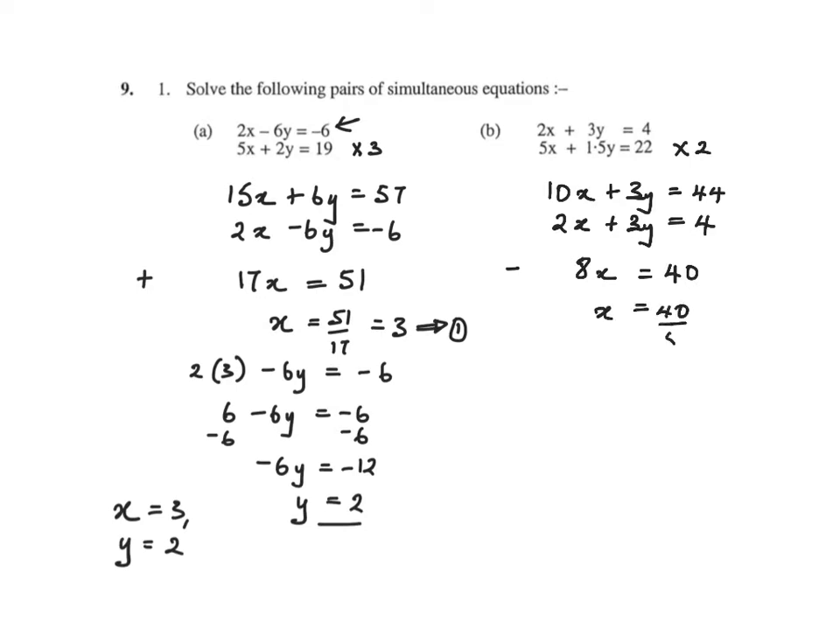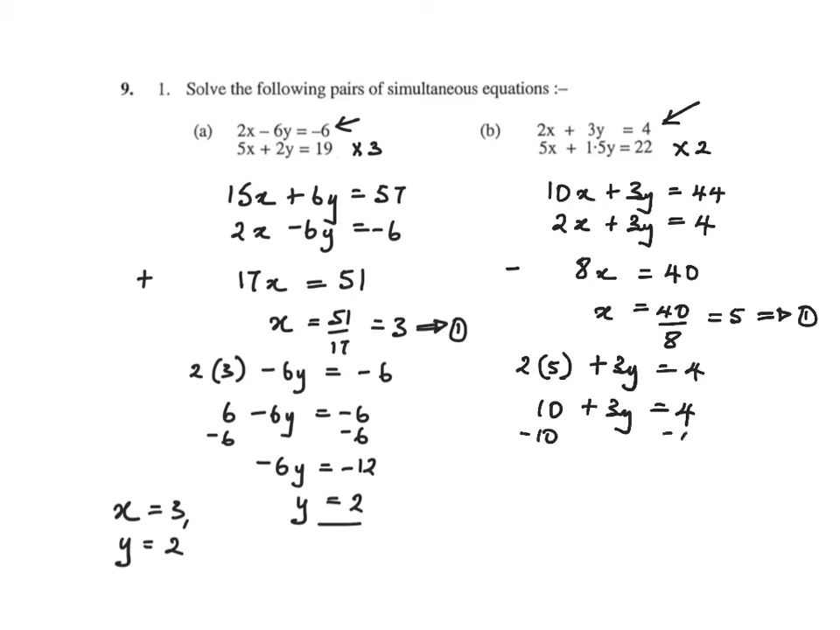x is 40 over 8, and that equals 5. I'm going to substitute that back into equation 1, in this equation here. I could use the second equation as well. So 2 times 5 plus 3y equals 4. Subtract 10 from both sides. 3y equals minus 6, and y equals minus 2. So I have x equals 5 and y equals minus 2.